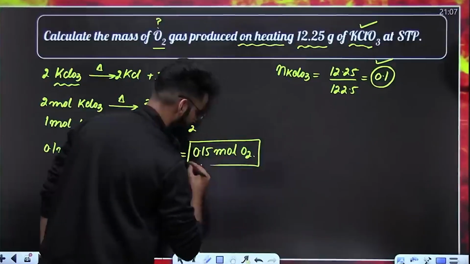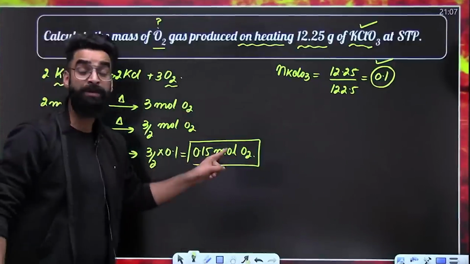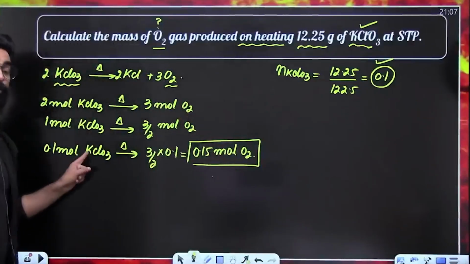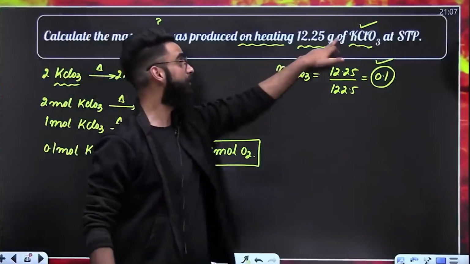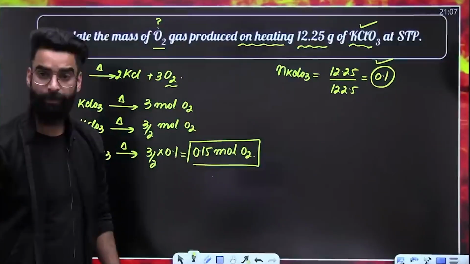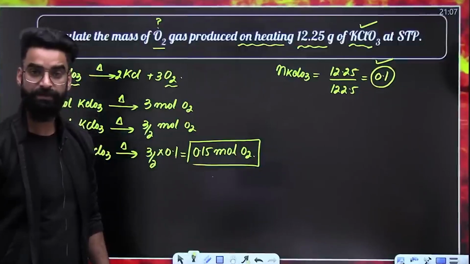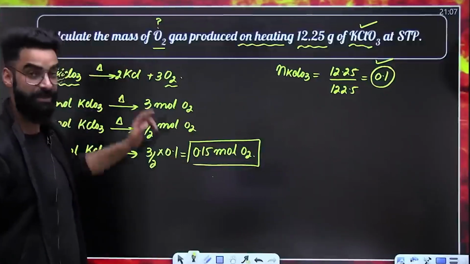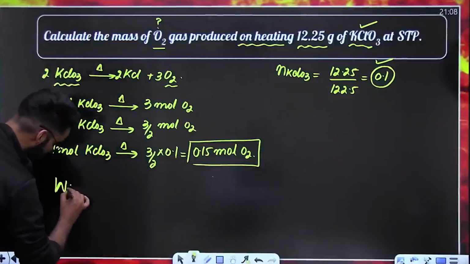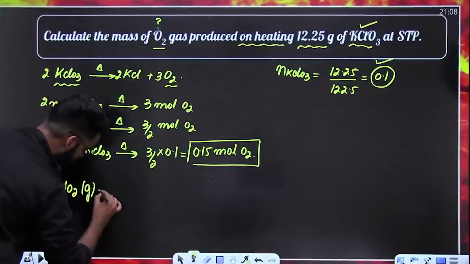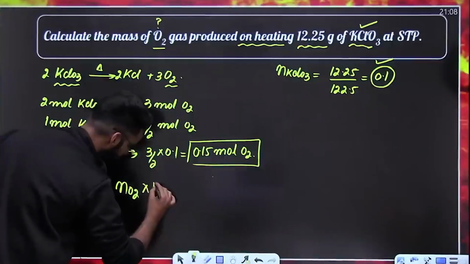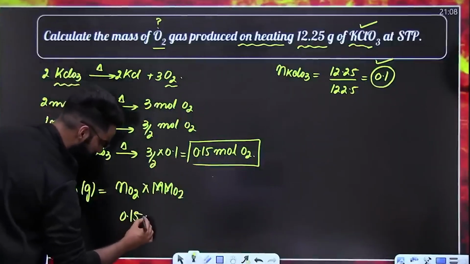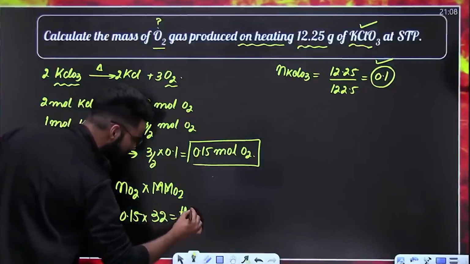So what is this term all about? Basically these are the moles of O2 which are being produced upon heating 0.1 moles of KClO3, that is, upon heating 12.25 grams of KClO3. But as per the question, I was supposed to calculate the mass of O2 produced. Mass of O2 gas produced will be equal to moles of O2 produced multiplied by molar mass of O2. Moles of O2 produced is 0.15 and molar mass is 32. The value comes out to be 4.8.